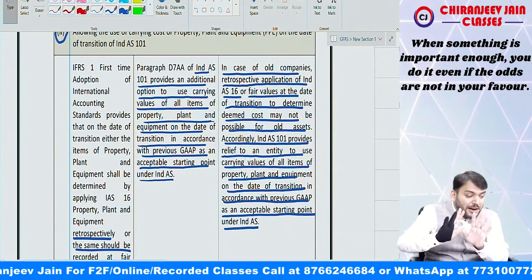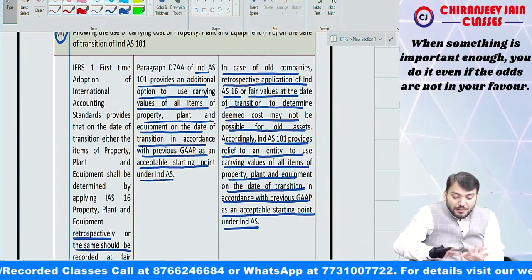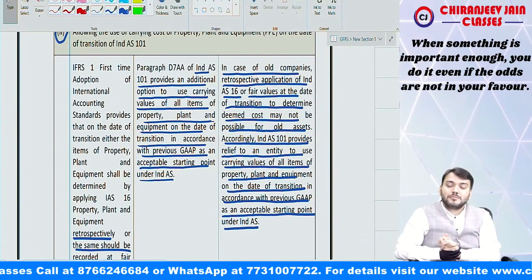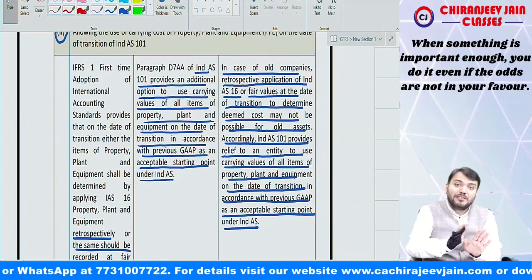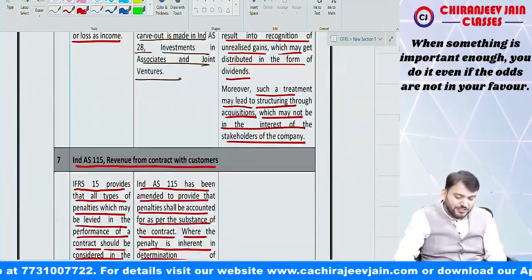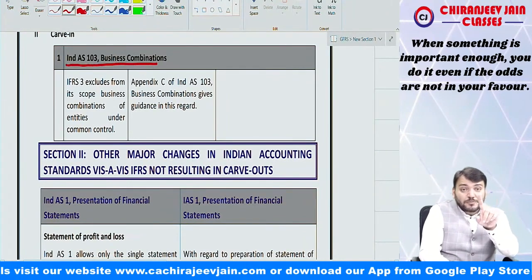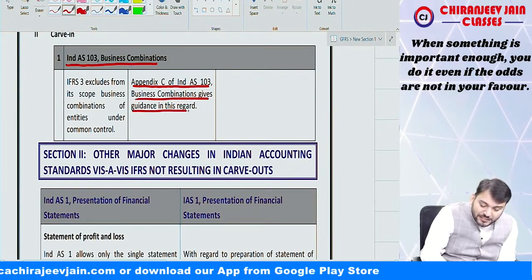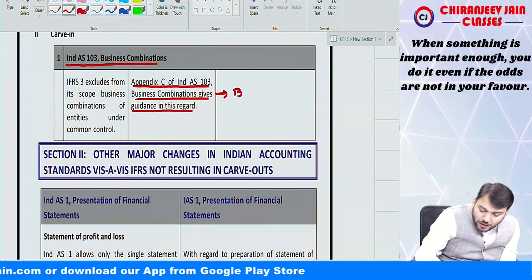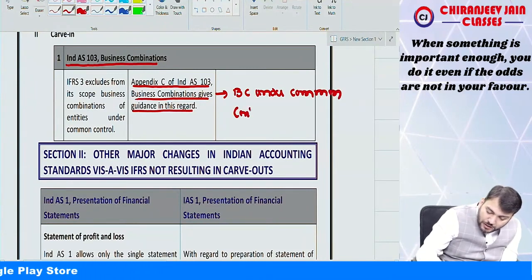So if you see, this much carve-out we have done, and when we cover this much carve-out, more or less all the significant differences have been covered. Now there is one carve-in, which is very easy. Carve-in is only one: Ind AS 103 business combination. Under Ind AS 103, Appendix C gives guidance in this regard. This is nothing but business combination under common control.